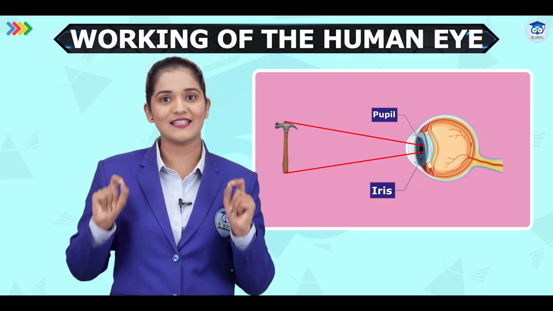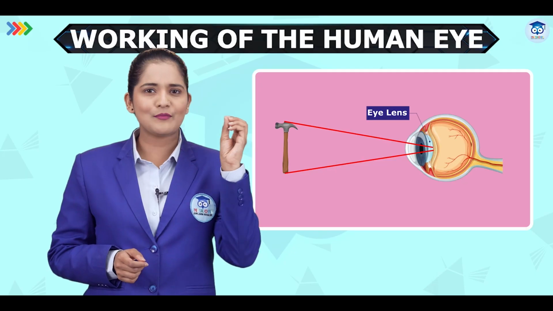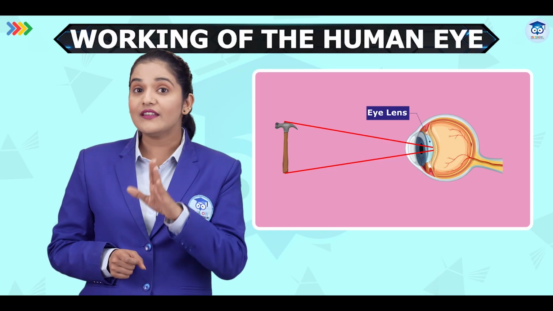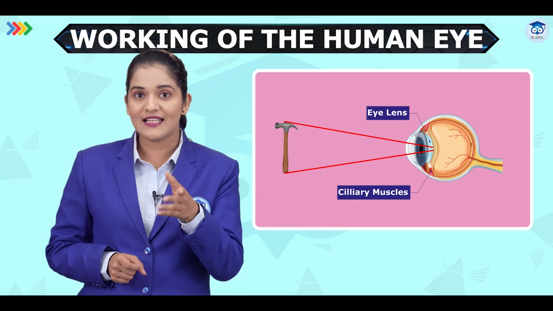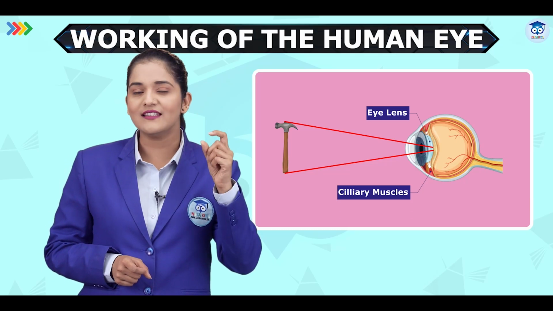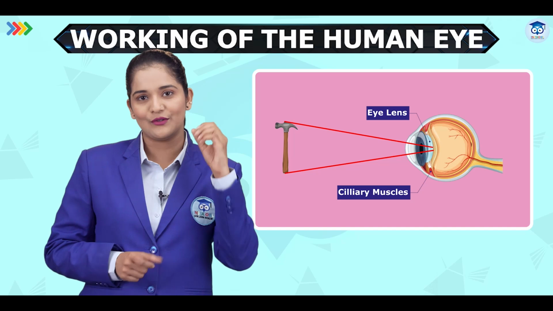From there, the light reaches the eye lens, a transparent and flexible structure responsible for focusing. With the help of the ciliary muscles, the lens changes its curvature to adjust the focal length, ensuring the incoming rays from the hammer converge accurately.